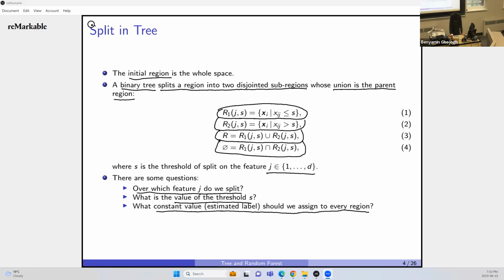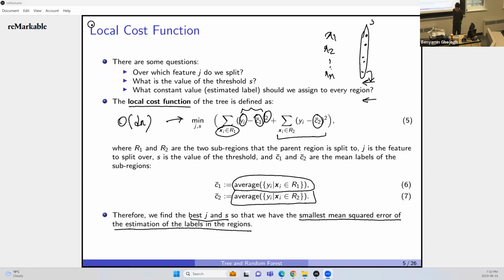So we said, okay, we define a local cost function as mentioned in equation 5. What does it do? It says I have the labels yi and x4. I'm summing over the regions, the points in the regions. So here, this is the sum over the points in region 1, child 1, and this is the sum over the points in child 2 or region 2. Yi are the scalar labels, and C bar 1 and C bar 2 are the estimated labels of the regions that we assign to the regions.